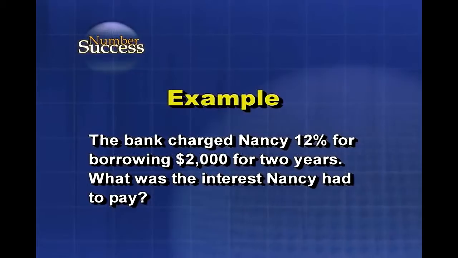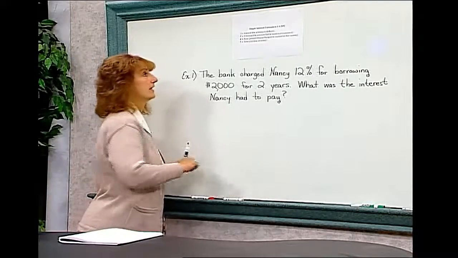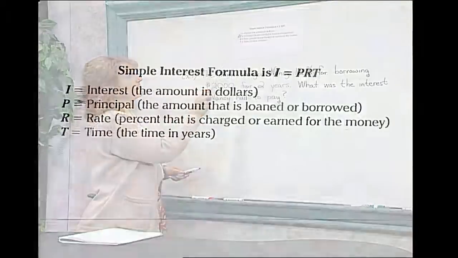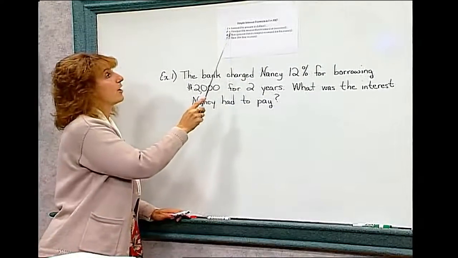Let's look at an example. The bank charged Nancy 12% for borrowing $2,000 for 2 years. What was the interest Nancy had to pay? Let's review the terms we know from before. Interest is the amount in dollars. In this case, Nancy is borrowing, so she's going to have to pay interest on $2,000.